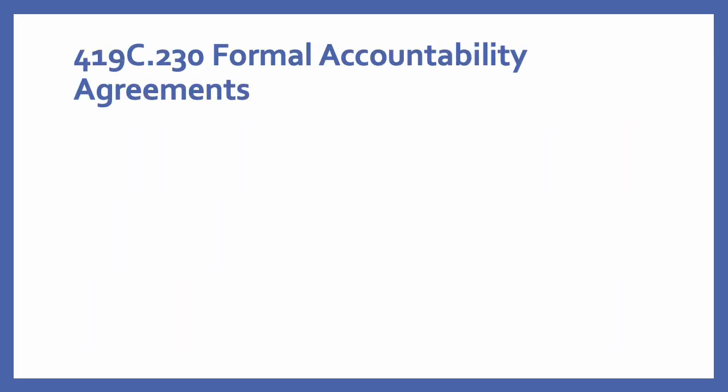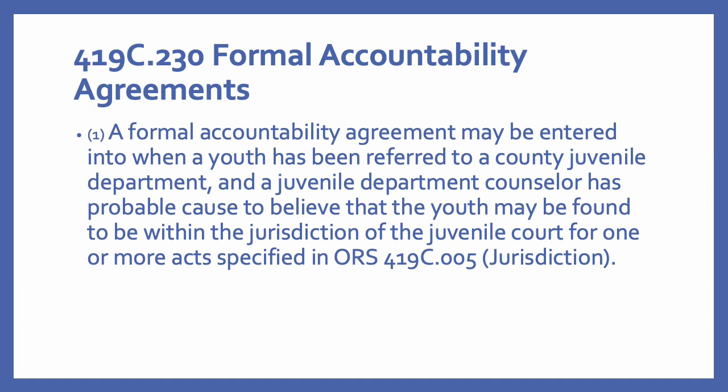419C.230 talks about formal accountability agreements. In this section, we learn that a formal accountability agreement may be entered into when a youth has been referred to the county juvenile department, and a juvenile department counselor has probable cause to believe that the youth may be found within the jurisdiction of the juvenile court for one or more acts specified in 419C.005, which again talks about jurisdiction. So here again is the word may. So juvenile departments may enter into an FAA with a juvenile, but they don't have to.